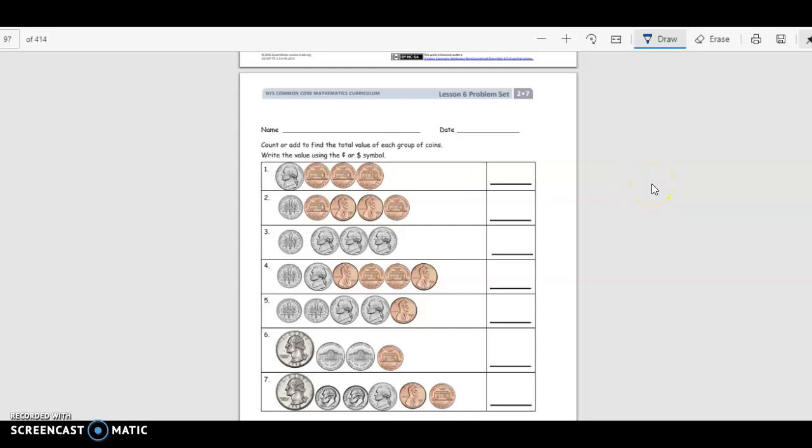On to lesson 6, which is something new. We're going to talk about money. So the directions for the first problem set page: count or add to find the total value of each group of coins. Write the value using the cent or dollar sign symbol.